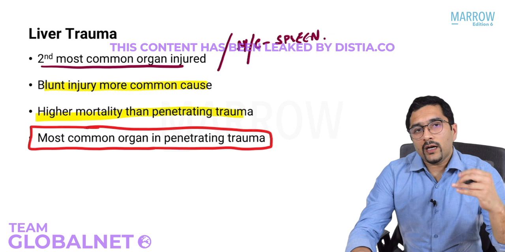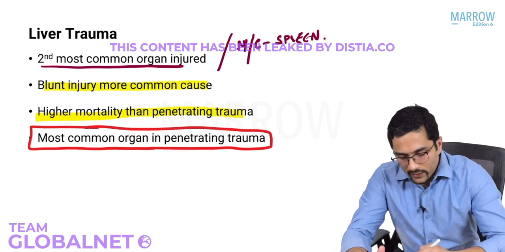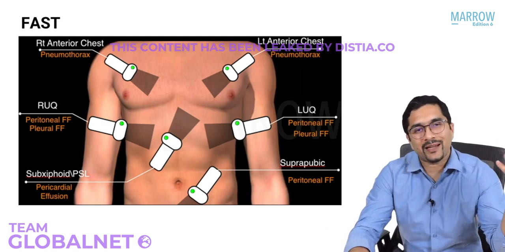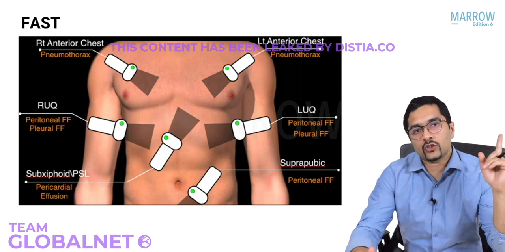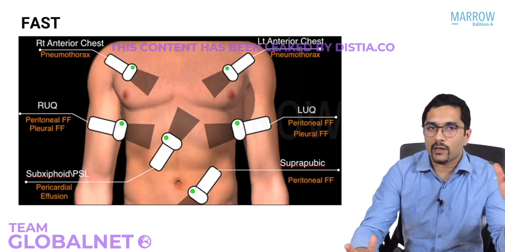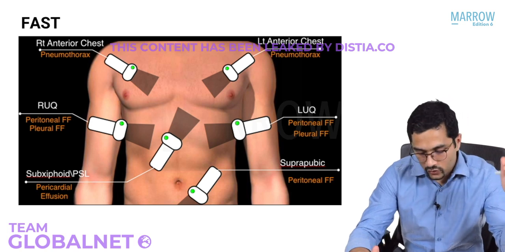So liver trauma, as in other abdominal traumas, we assess by doing a quick FAST scan. FAST, you know, stands for Focused Assessment Sonogram in Trauma. Again, this has been covered in great detail in the abdominal trauma module. So for details, please go back to the abdominal trauma modules and learn about Focused Assessment Sonogram in Trauma.